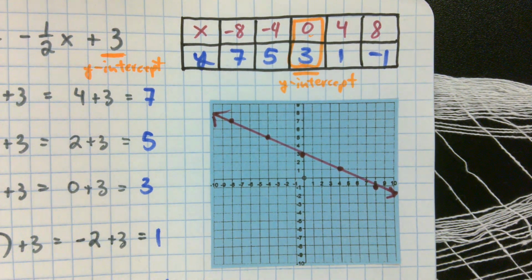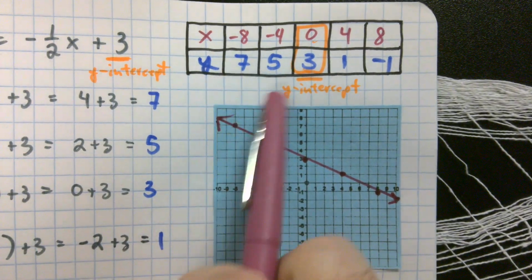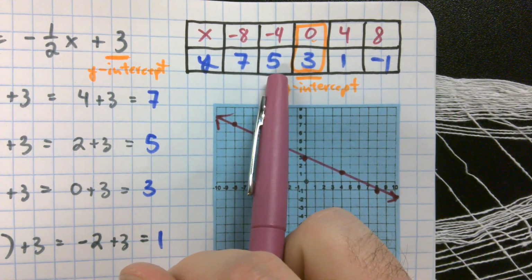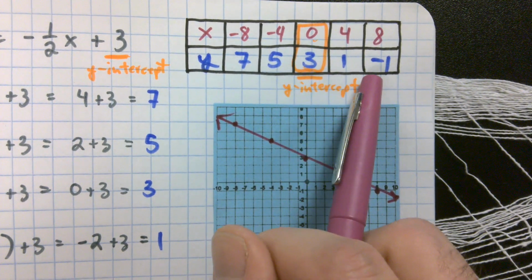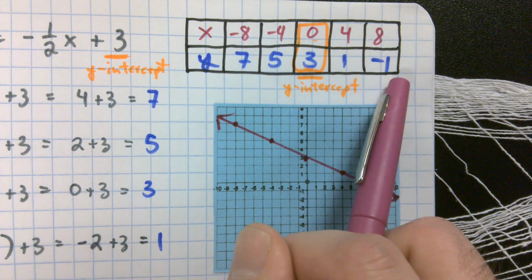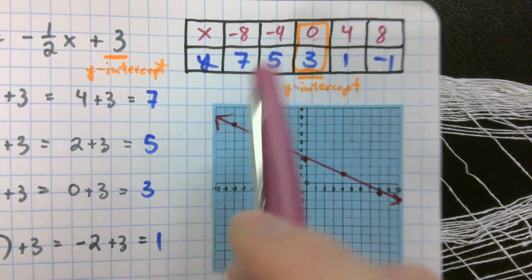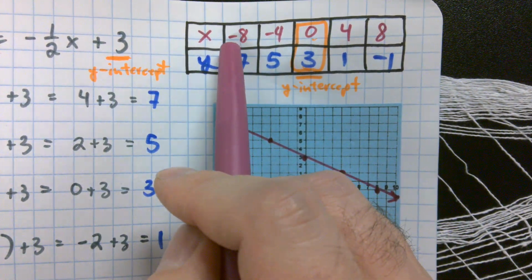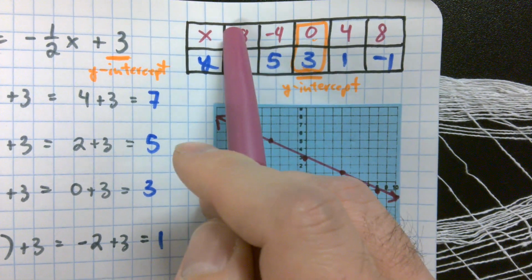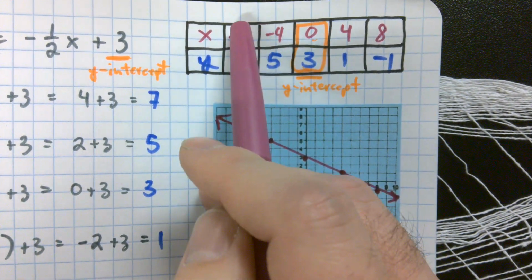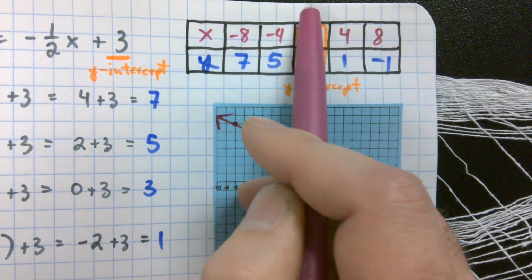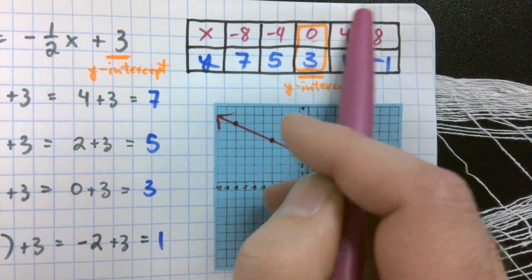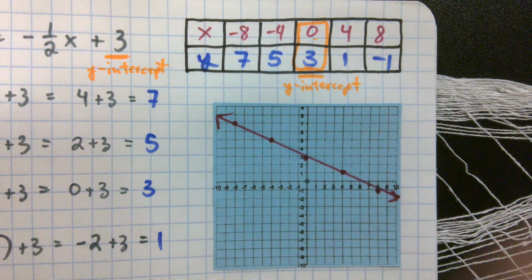Right? And we've talked about the change in x and the change in y from a table. How would we get from 7 to 5? Minus 2. How do we get from 5 to 3? Minus 2. What about 3 to 1? Minus 2. And 1 to negative 1? Minus 2. What about from negative 8 to negative 4? Plus 4. From negative 4 to 0, plus 4, plus 4, plus 4, and plus 4. Right?